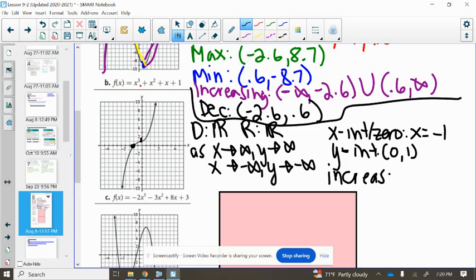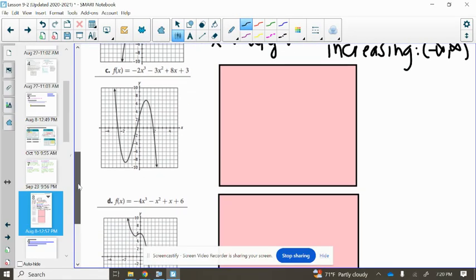We never actually take a turn. There are no maxes or mins. So we would say we are increasing from negative infinity to positive infinity on this one. They're just kind of going on forever and ever and ever. Now there are two more graphs that are kind of similar in nature.